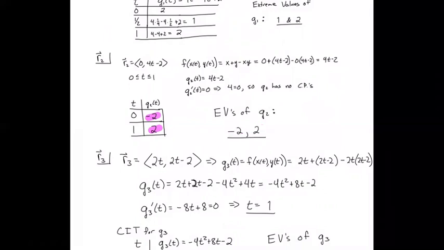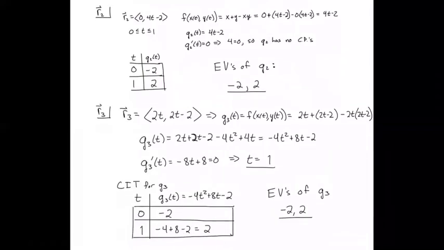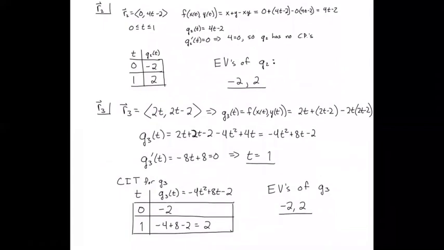Now that's R2. For the third line segment, R3, we repeat the process. We recall what R3 is: its x component here, and its y component in the second component. And we form the function g3 of t, and we'll do the same thing. We'll find the extrema of g3 of t. Well, g3 of t is f of the first and second components with these parameterizations. g3 comes out to this quadratic. Take the derivative, set it equal to 0.